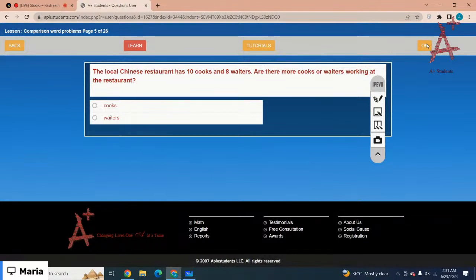The local Chinese restaurant has 10 cooks and 8 waiters. Are there more cooks or waiters working at the restaurant? So which is the correct option?